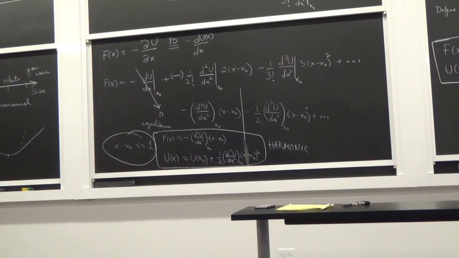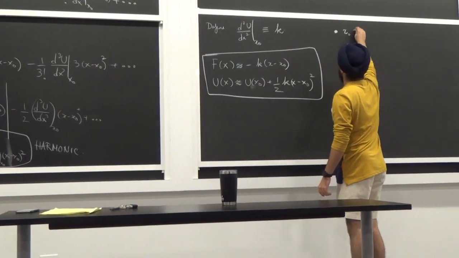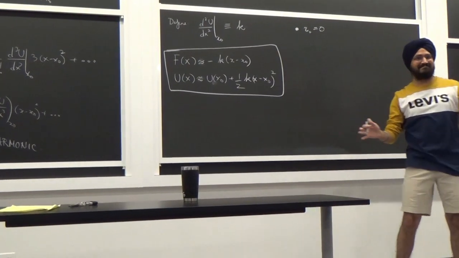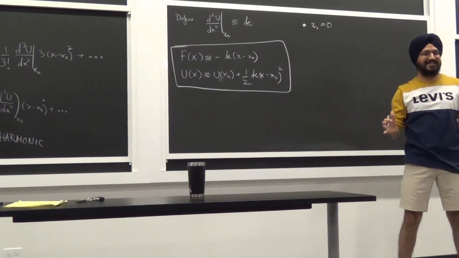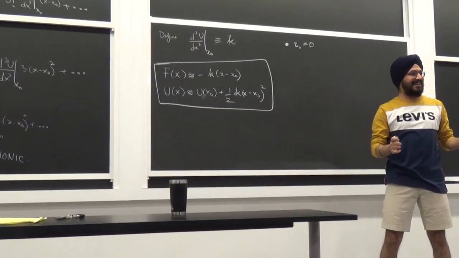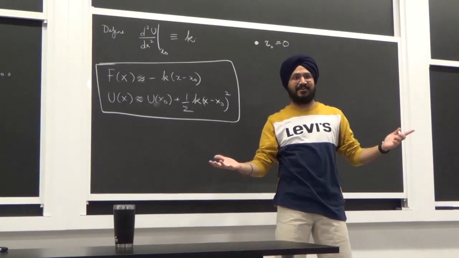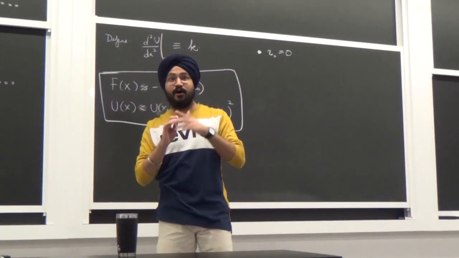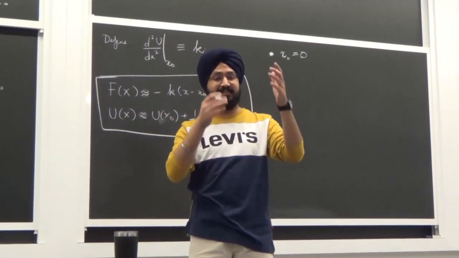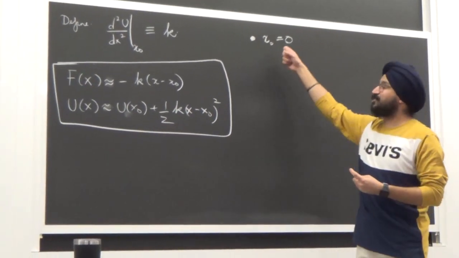Now, two more little comments about things. I can always call x naught as 0. Right? Any qualms? Anyone has any issues with that? It's just a choice of coordinate system, right? Instead of looking at you like this, I can look at you like that, and I can call that 0. It's a choice of the observer, the person, the device who is doing the experiment, and it's just a choice of the coordinates.